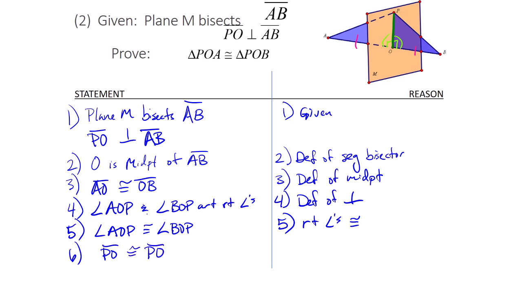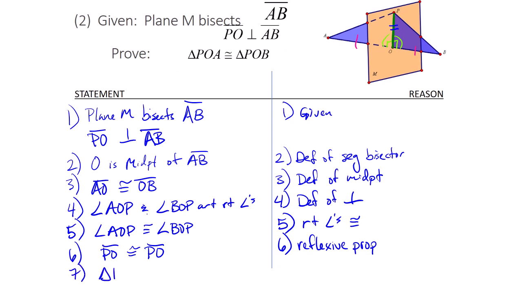right? Or OP if you want. And we can say that by the reflexive property of congruence. All right. So let's say that's congruent to itself, right? And now we have side angle side. So now we can say the two triangles are congruent. So now I'm going to use this statement.